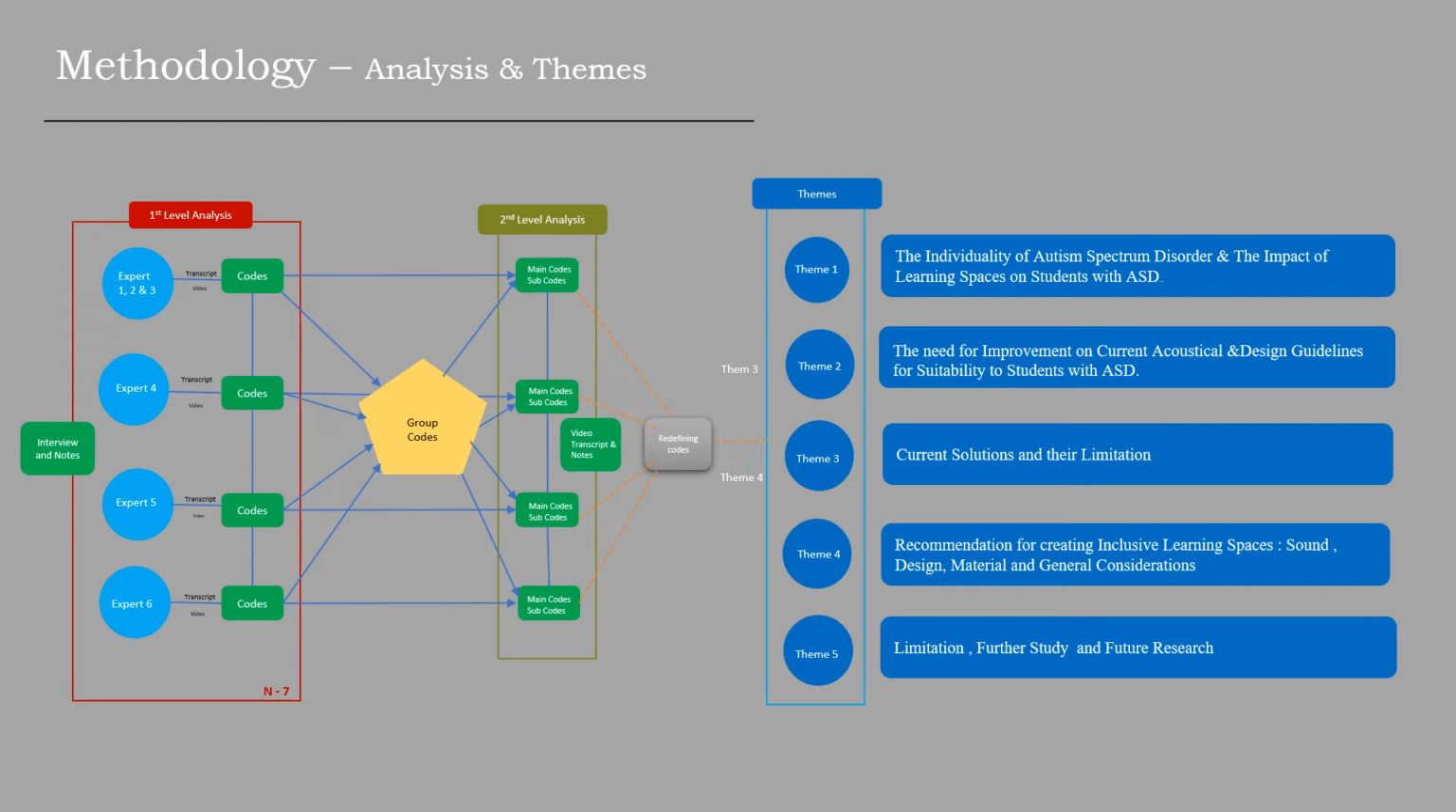The next phase was to analyze using user testing. After the interviews, the notes were recorded and taken into user testing, where a first-level analysis was done, and the codes were developed and grouped. The main codes were then created out of it, and they were redefined to create the final themes. The themes include theme 1, the individuality of autism spectrum disorder and the impact of learning spaces on students with ASD. Theme 2, the need for improvement of current acoustical and design guidelines for suitability to students with ASD. Theme 3, current solutions and their limitations. Theme 4, recommendations for creating inclusive learning spaces, including sound, design, material, and general considerations. And theme 5 was the limitations, further study, and further research that might be required in this area.